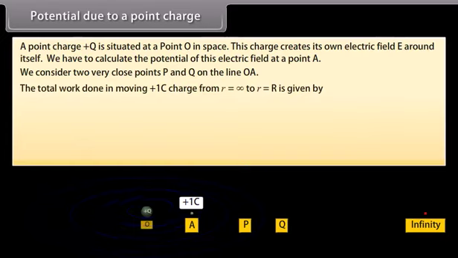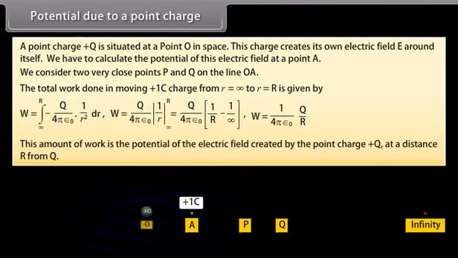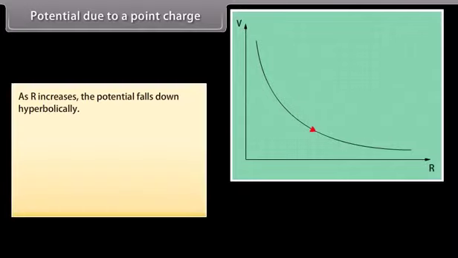The total work done in moving +1 coulomb charge from infinity to point R is given by W equals 1 upon 4 pi epsilon naught multiplied by Q upon r. This amount of work is the potential of the electric field created by the point charge +Q at a distance r from Q. We can show in the graph that, as r increases, the potential falls down hyperbolically.